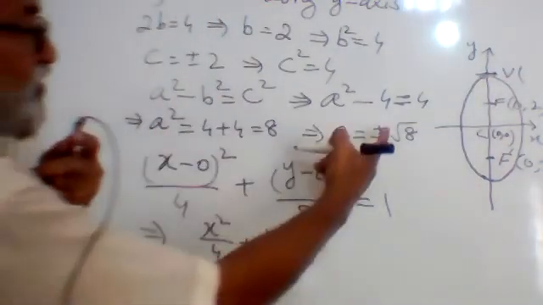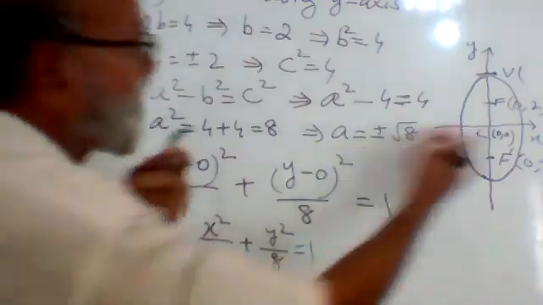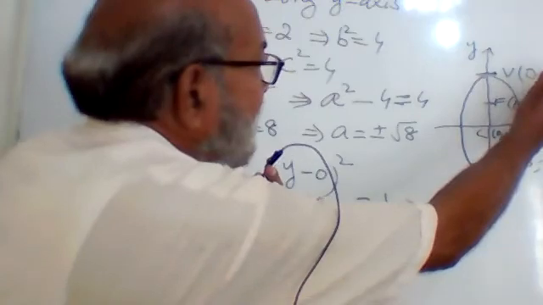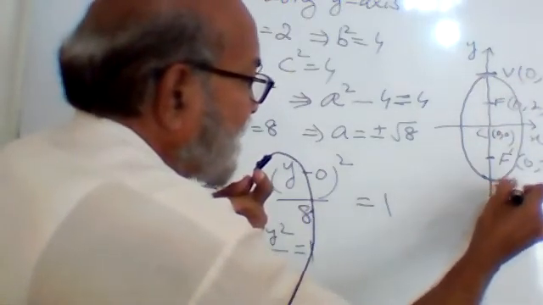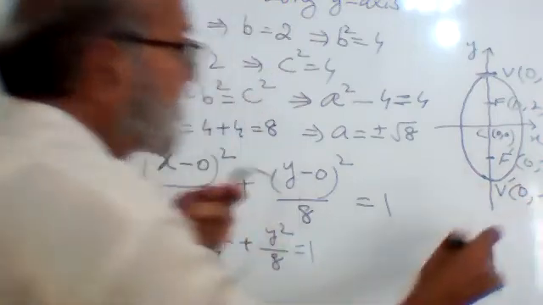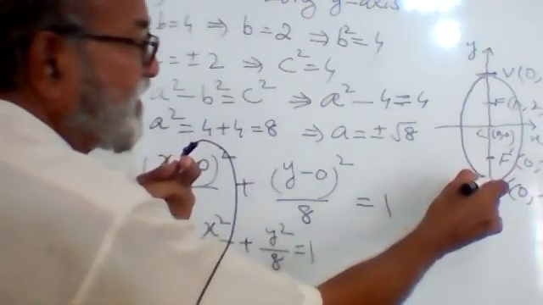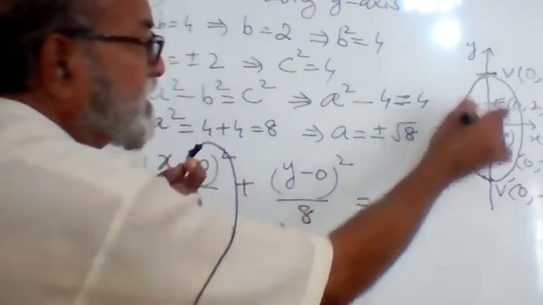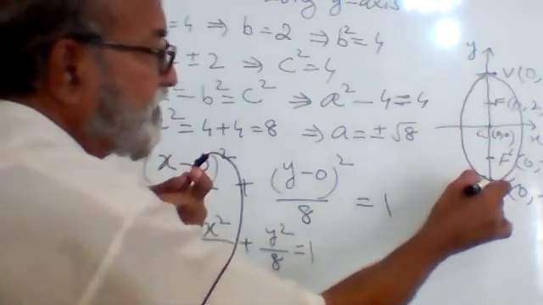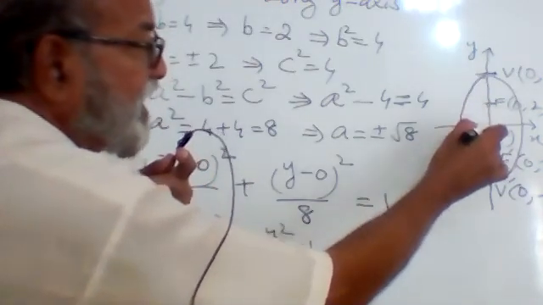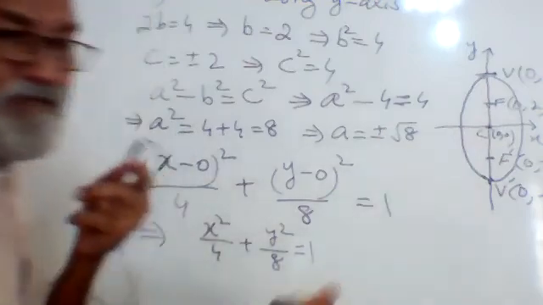One vertex will be there. A is plus minus under root 8, so it will become 0 comma under root 8, and one vertex will be over there, 0 comma minus under root 8. This is from center to vertex, which is A. This is positive A, here will be negative. Center to focus will be C. Here will be positive C, here will be negative C.